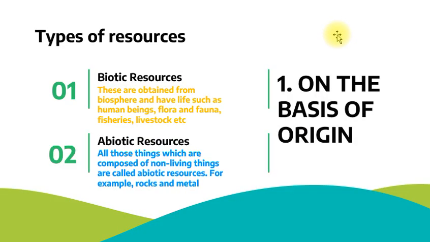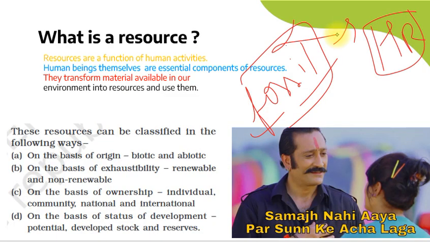Now let's talk about the types of resources. We classify them on different bases. There are 4 bases on which we classify them: on the basis of origin, on the basis of exhaustibility, on the basis of ownership, and on the basis of status of development. We are going to understand it one by one, don't worry, in a very easy way.